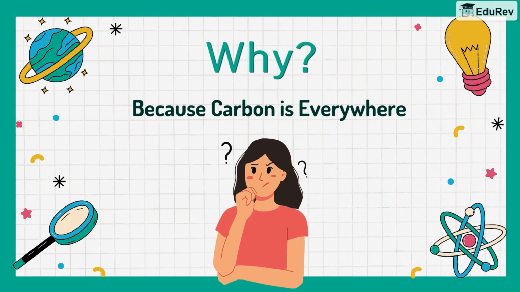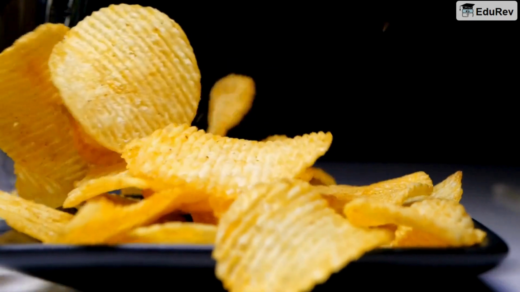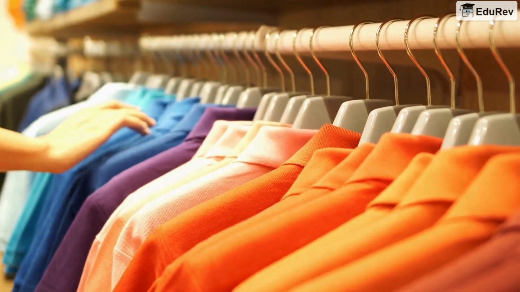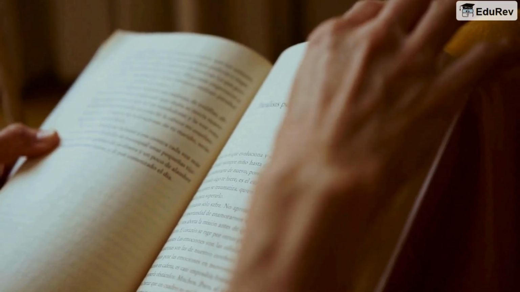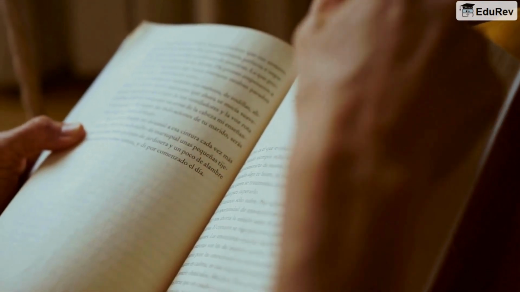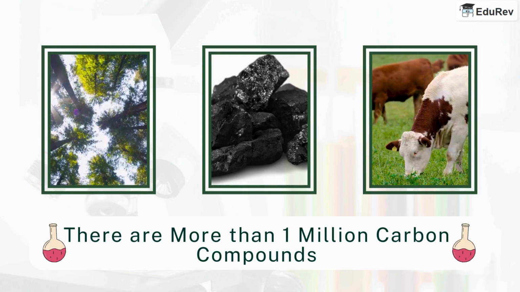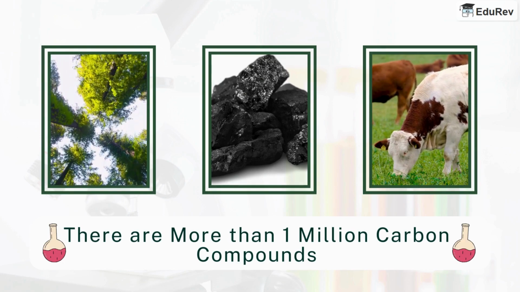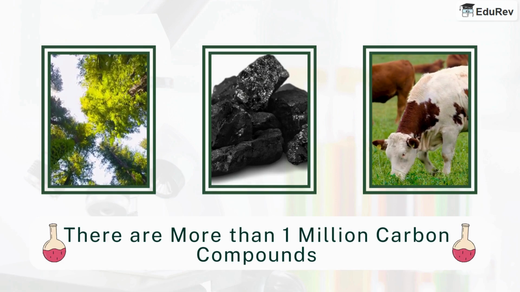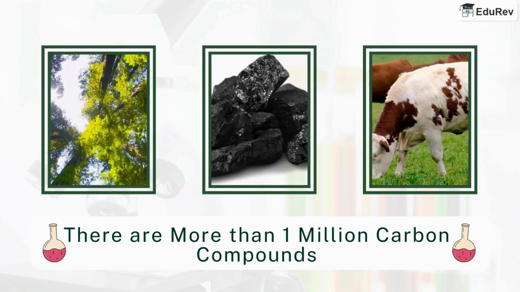Why? Because carbon is everywhere. It is in the food that we eat, the clothes that we wear, the books that we read. It is in everything. Isn't that amazing? It is even in us. There are more than 1 million carbon compounds, and this is the reason that we have a whole chapter dedicated to carbon and its compounds.